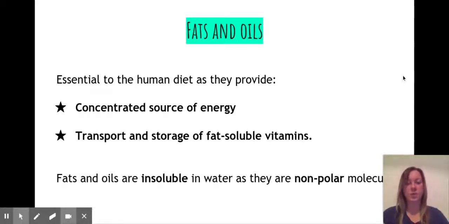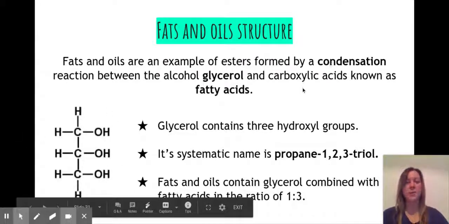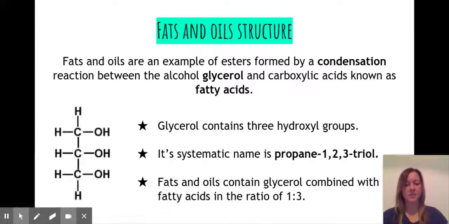Fats and oils, as we know, are insoluble in water because they are non-polar molecules. Like dissolves like, water is polar, so fats and oils, non-polar molecules, are not going to dissolve in water. So fats and oils structure. Fats and oils are an example of esters formed by a condensation reaction between an alcohol, which in this case is glycerol, and this is glycerol here, and carboxylic acids known as fatty acids. Now these are just carboxylic acids with very, very long carbon chains.